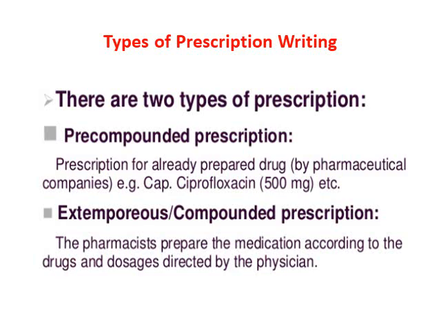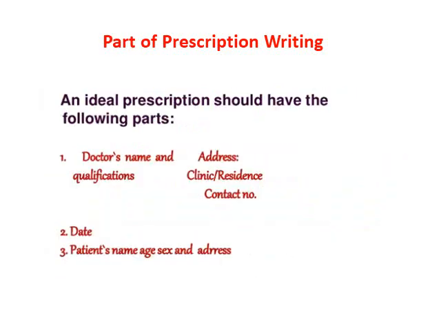The second type is extemporaneous or compounded prescription. This type of prescription is prepared the medication according to the drug or dosage directed by the physician. So the basic component of this, the pharmacist is the main key how to prepare this drug or dosage, because the physician will direct in this type of prescription writing, he will direct to the pharmacist that you have to make such type of dose for the patient. So now come to the parts of prescription writing.